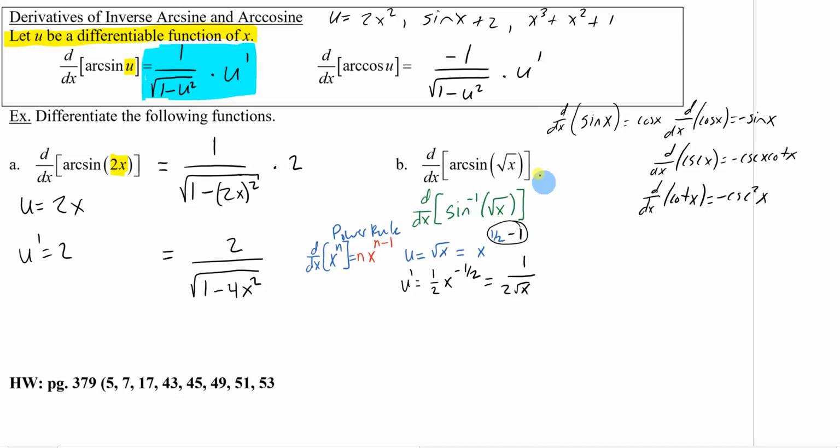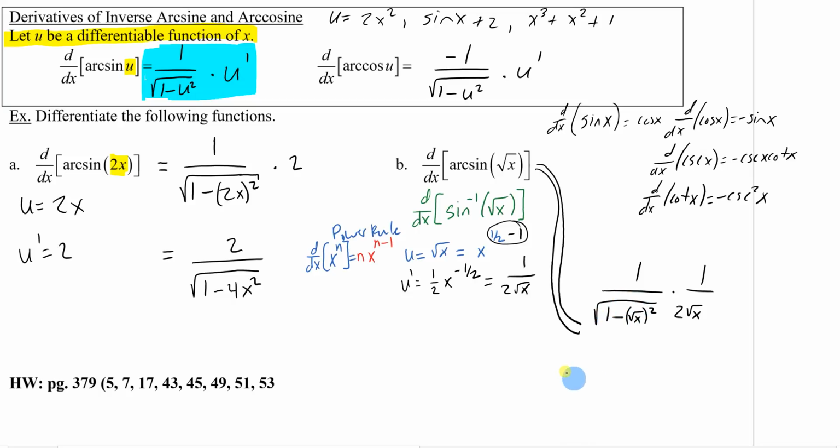Now let's go ahead and use the derivative rule. So that's supposed to be my equal sign way down here. According to the rule, it's 1 over the square root of 1 minus u, and u is square root of x, squared, times 1 over 2 square root of x.